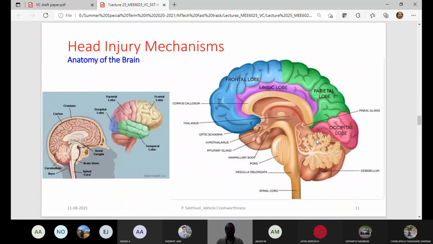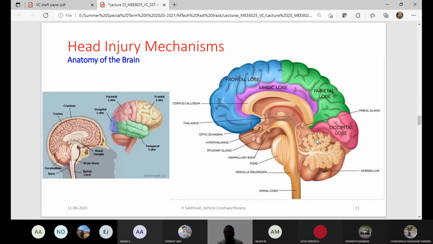Please go through it. And coming back to our topic of understanding injury mechanisms, today we are going to discuss two injuries, the head injury and neck injury. So let's first understand some anatomy of the brain. Then it is easier to follow what we are doing in the class. So in our school days, if you have taken biology, you could have studied it.